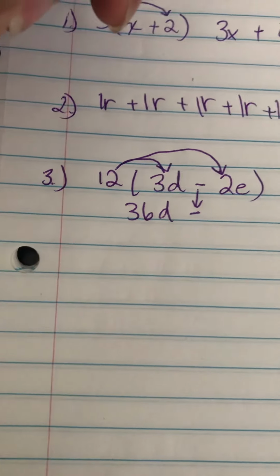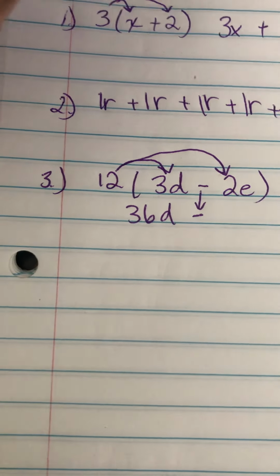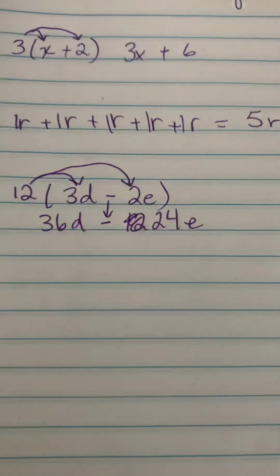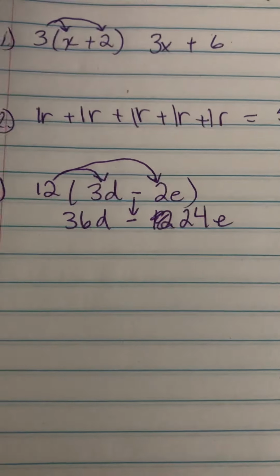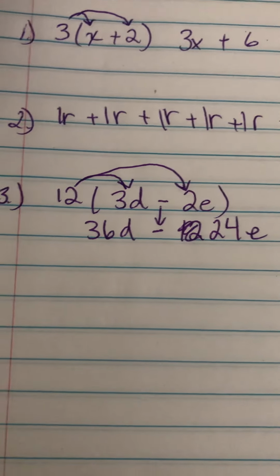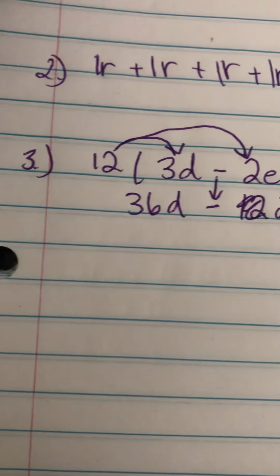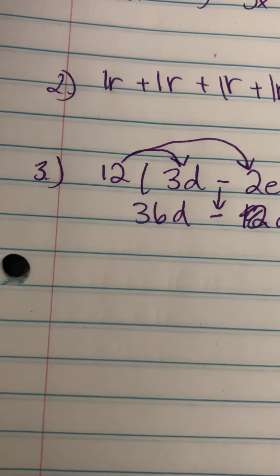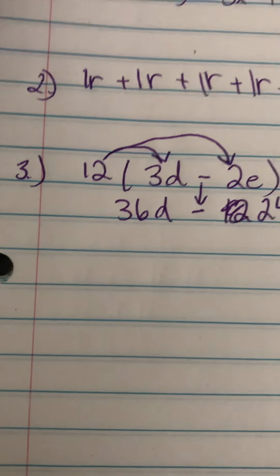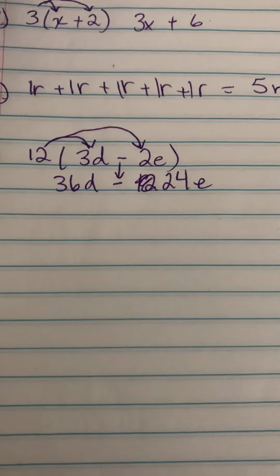36d, minus, keep the minus sign, and then 2 sets of 12 is going to be 24, 24e. The variable stays, okay? So we have 36d - 24e, and 36d - 24e is letter A. So that one is letter A.